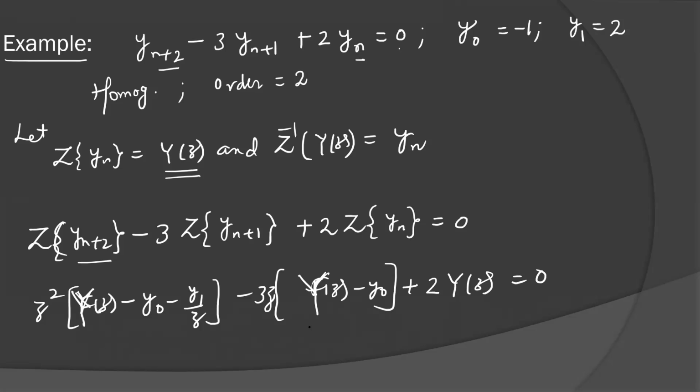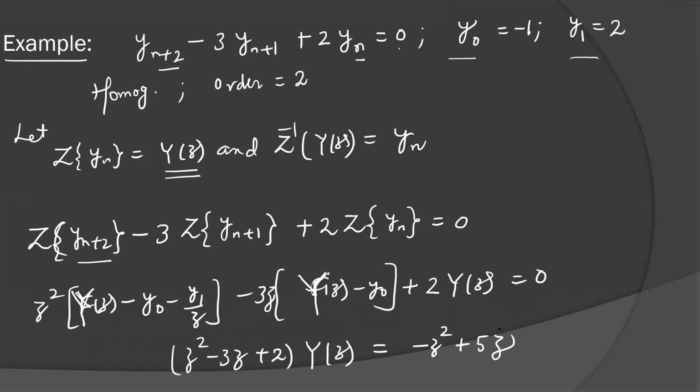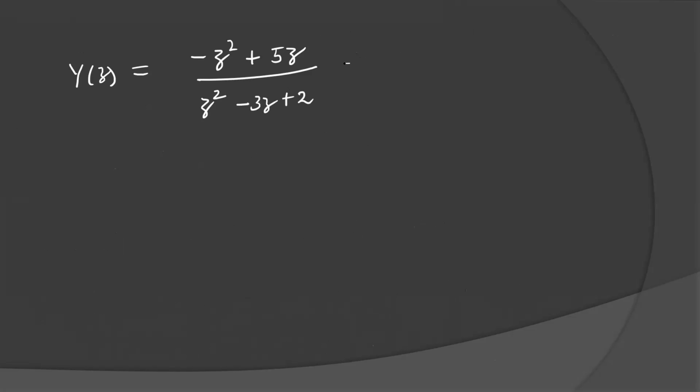Now collect the Y of z term. It will be z square minus 3z plus 2 times Y of z. Put the values of y0 and y1 here and take the terms to the right hand side, so you will get minus z square plus 5z. You can check the calculation. Ultimately Y of z is going to be minus z square plus 5z over z square minus 3z plus 2, or you can write minus z square plus 5z over z minus 1 times z minus 2.